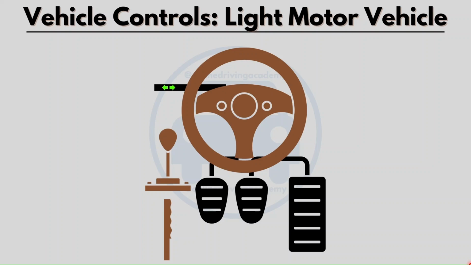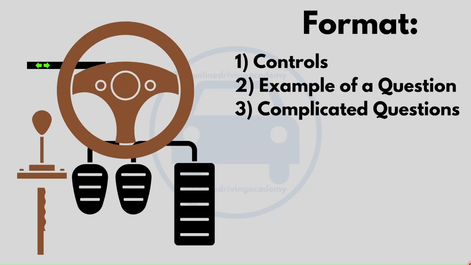So today we're going to be taking a look at vehicle controls, right? We're going to be focusing on light motor vehicles within this video. So this will be the format for this video. We will first look at a certain control. I will then give you an example of a question based on that control. And then after we're done with all the vehicle controls, we will then go on to complicated questions, right? These are questions which I feel are complicated. Remember, because the entire vehicle control section basically comprises of 8 questions, there's not going to be so many questions that they could ask you.